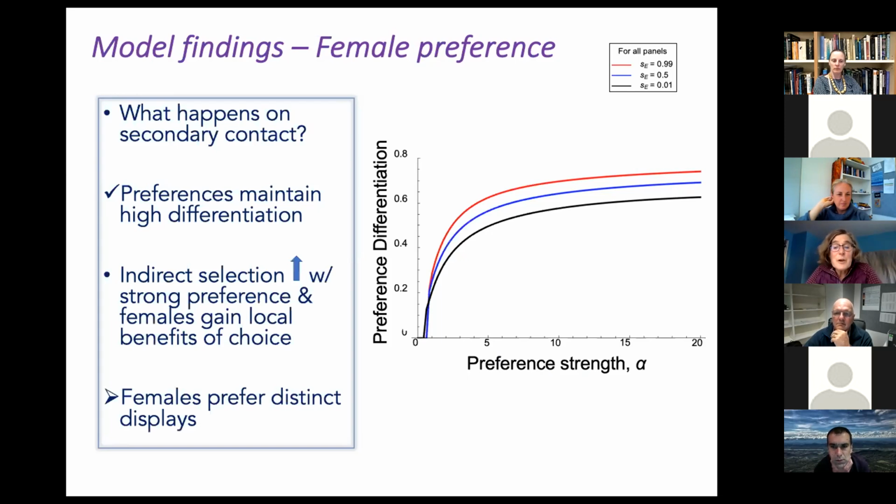We think that this occurs in part because strong preferences increase linkage between the female preference and both the ecological and the display traits. And by doing so, they increase the indirect selection that the preferences experience. Not only that, but females gain benefits of choice for the particular benefits that are really favored in their local environment. And so we find that females can actually prefer distinctly different male display traits. And this is different from some of those prior models that I mentioned earlier.